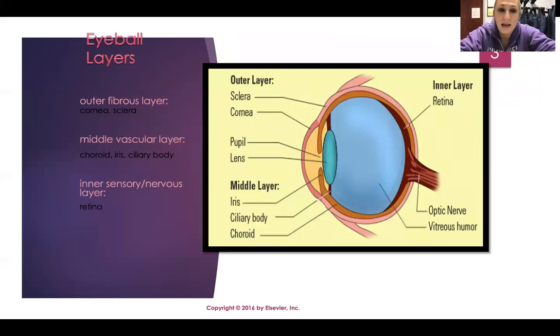You know how anatomy and physiology loves to split things into layers. So the eyeball itself can be broken up into different groups or layers. You have the outer fibrous layer, which includes the cornea and the sclera. The middle vascular layer, which covers the choroid, iris, and ciliary body. And then the inner sensory layer, which is also called the nervous layer, which includes the retina. So there's a good image for being able to label parts of the eyeball. I think that's a pretty important image for you to study.